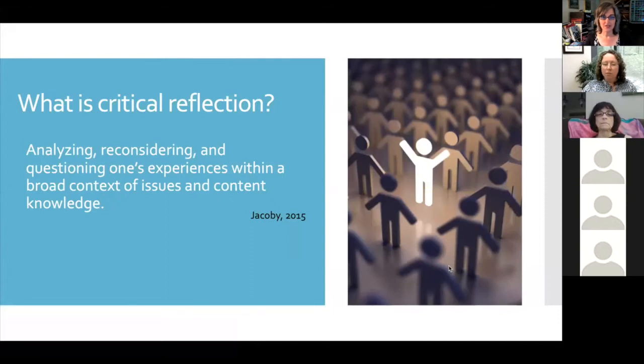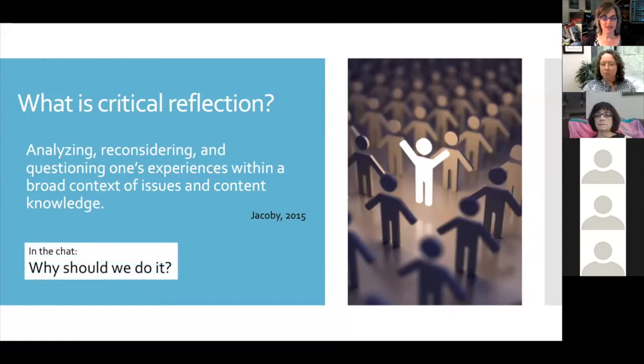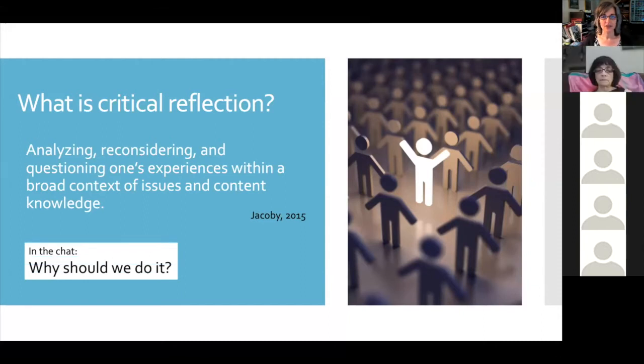So let's just start with what is critical reflection. So Jacoby says, critical reflection is analyzing, reconsidering, and questioning one's experiences within a broad context of issues and content knowledge. So a lot of what I saw in your comments there, analyzing, reconsidering, and questioning one's experiences. And critical reflection doesn't just happen. It takes some careful design to encourage reflection in our students. So if that's the case, why should we do it? Why is it important? So let's see this again in the chat. Why is reflection important?